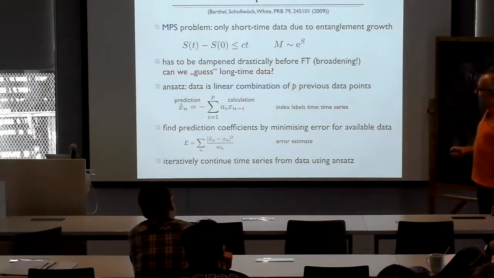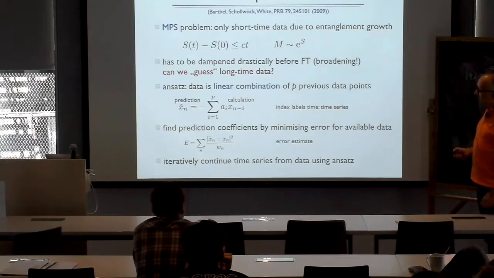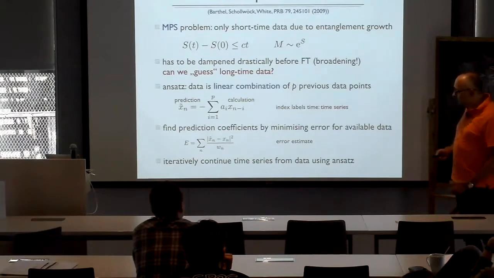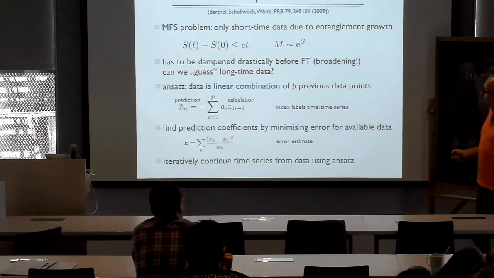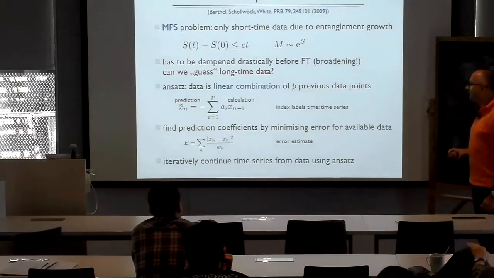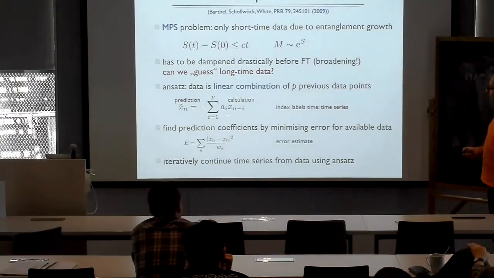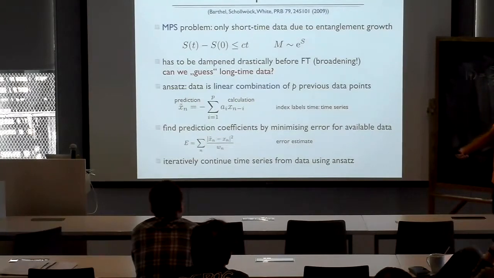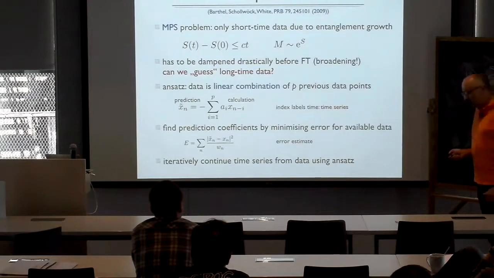If you make this ansatz, what you do, of course, is you take the stuff which you calculated, feed it into this formula with your real data, and determine the coefficients a_i from that, from simply matching the data you calculated with your DMRG calculations. And once you have these coefficients, you use them to iteratively continue the time series from your last calculated data, and in that way project into the future. I mean, you can do that. The question is, is it any good?